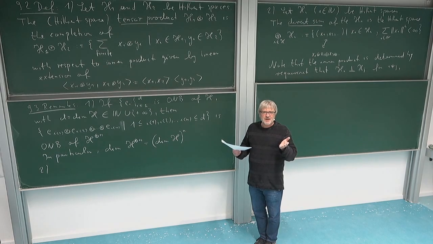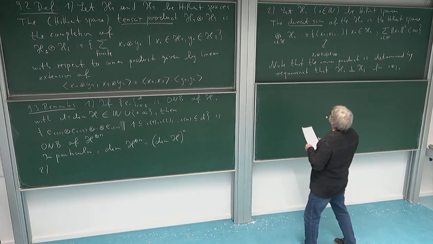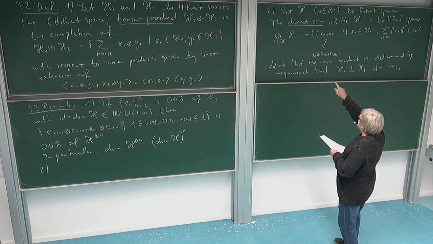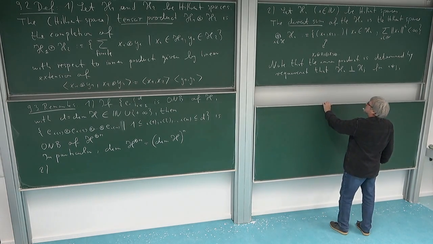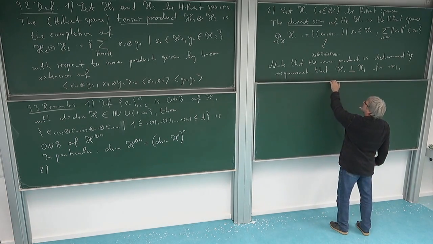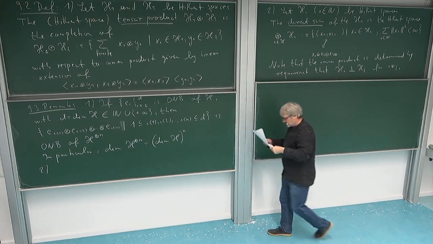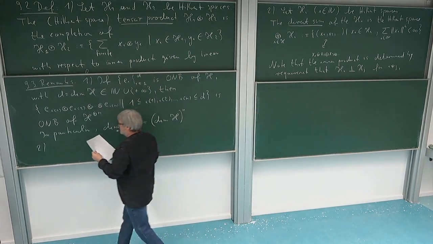And in this sense, I can consider all the H_i also as subspaces of the direct sum, as I pointed out here. So okay, let me write this down.